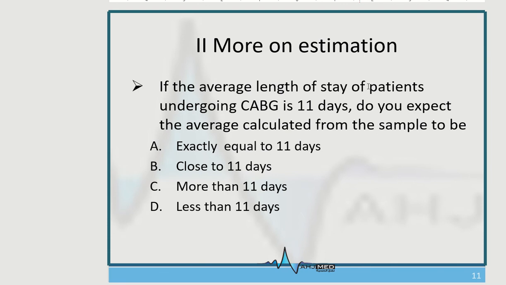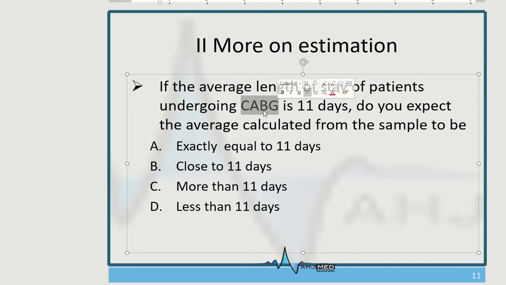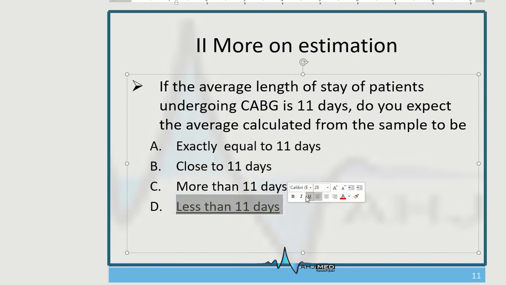Example: if the average length of stay of a patient undergoing CABG, coronary artery bypass graft, is 11 days, do you expect the average calculated from the sample to be... When I say the average length of stay is 11 days, I'm actually giving you the parameter. That's not how the order of things usually happens, but I'm doing it this way so that you understand what I mean. Do you expect the sample average to be exactly equal to 11 days, close to 11 days, more than 11 days, or less than 11 days?